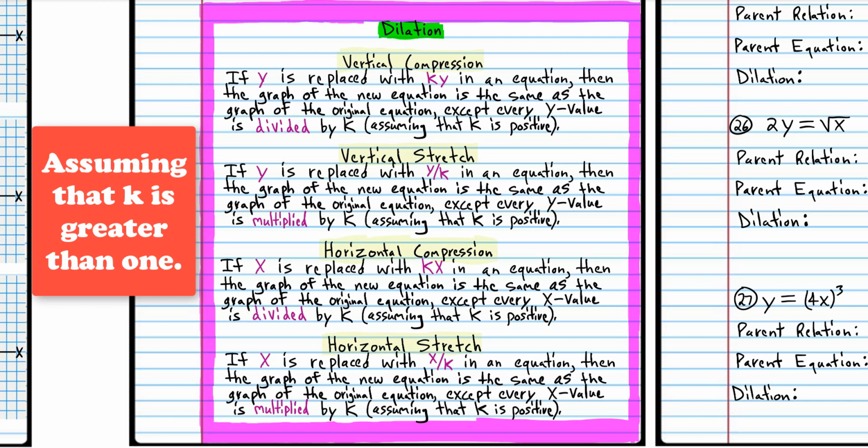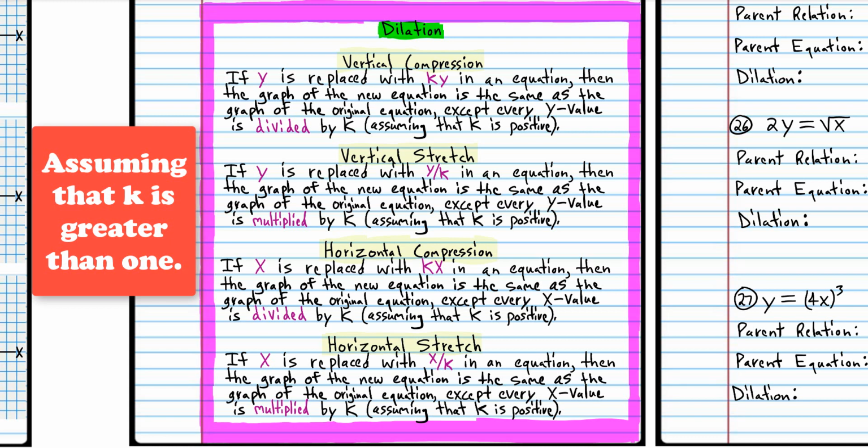Now, something else that's very important to understand is when you multiply x or y in an equation, the corresponding x or y values on the graph are actually divided by that number. So it's the exact opposite of what you would think. Remember, when we add something to x or y in an equation, we actually move the graph to the left or down, the exact opposite of what you would think. If we subtract something from x or y in an equation, the graph moves to the right or up.